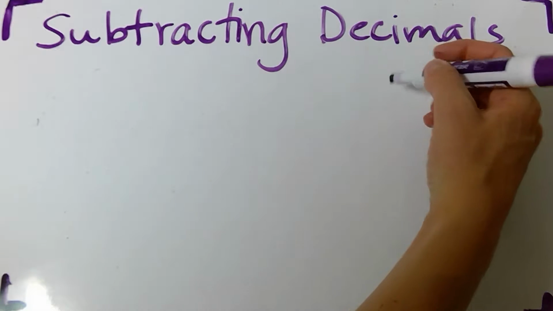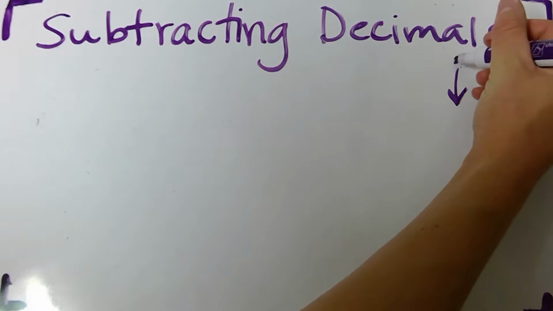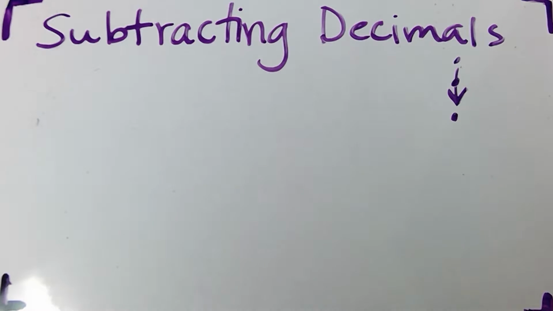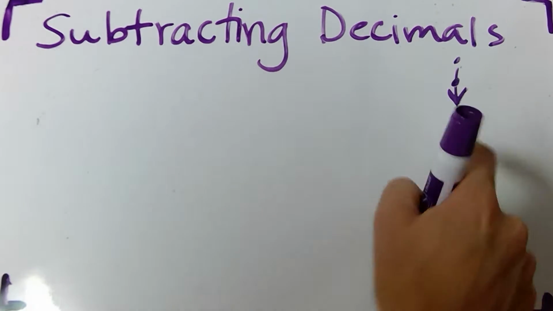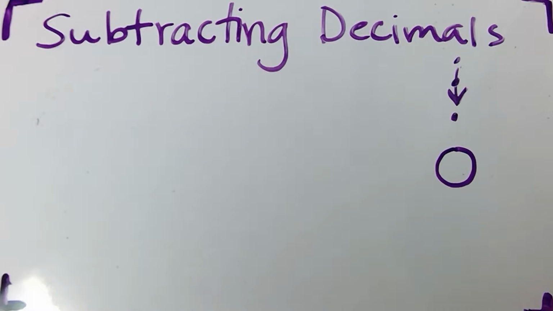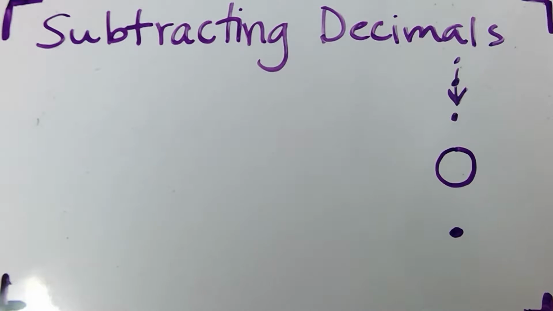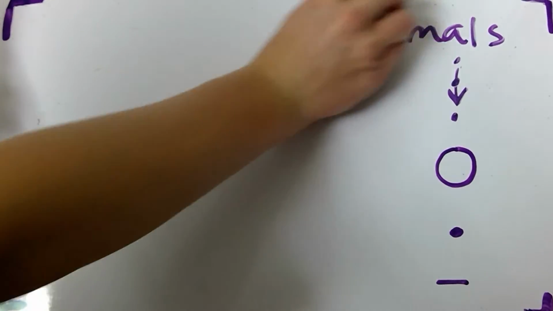So, first step, you need to line the numbers up by the decimal. So you've got your decimals all lined up in a row. Once you have your decimals lined up in a row, you fill in any gaps with 0. Then you bring your decimal down into your answer and then subtract. So let's just try one. Let's look at a problem.